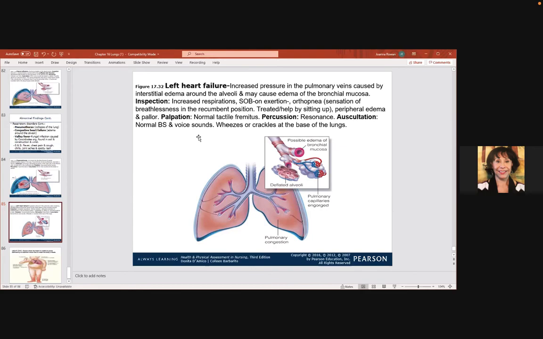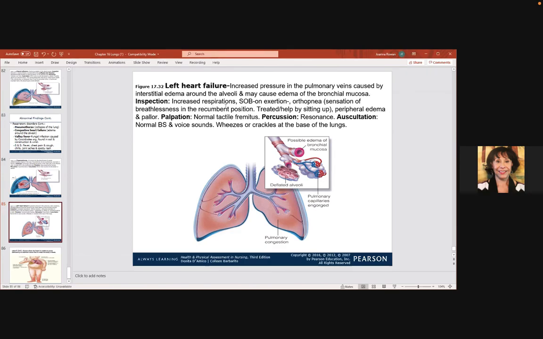I think we are just about to finish. Left heart failure. And let's see, what is the key word on this? Left heart failure, classic symptom, write it down, know this, is hacking cough. Hacking cough. With left heart failure, there is increased pressure in the pulmonary veins caused by interstitial edema around the alveoli. It may cause edema of the bronchial mucosa.